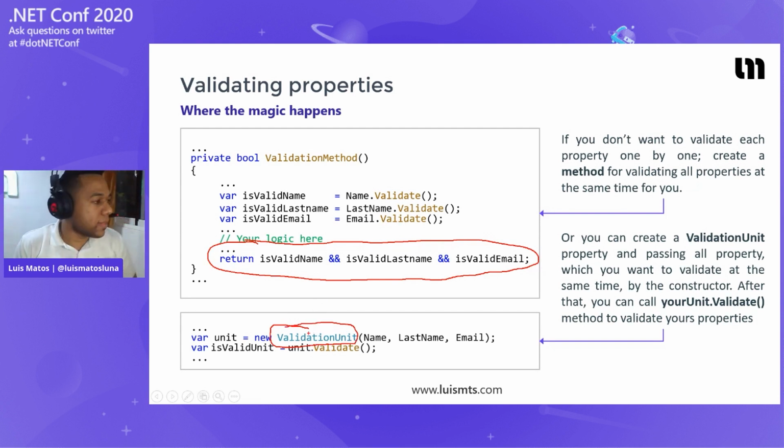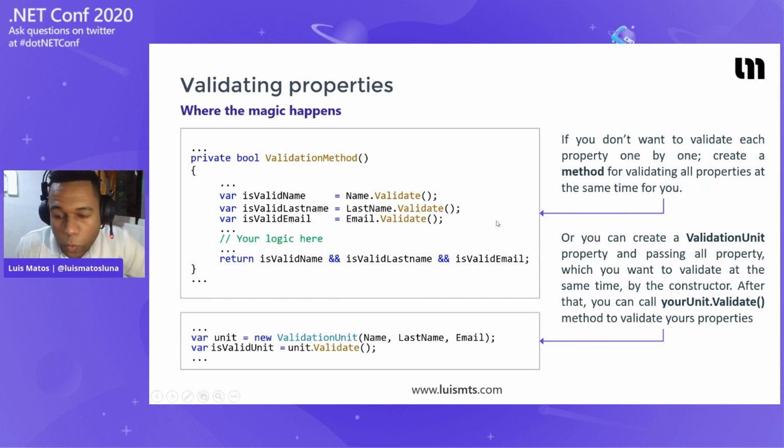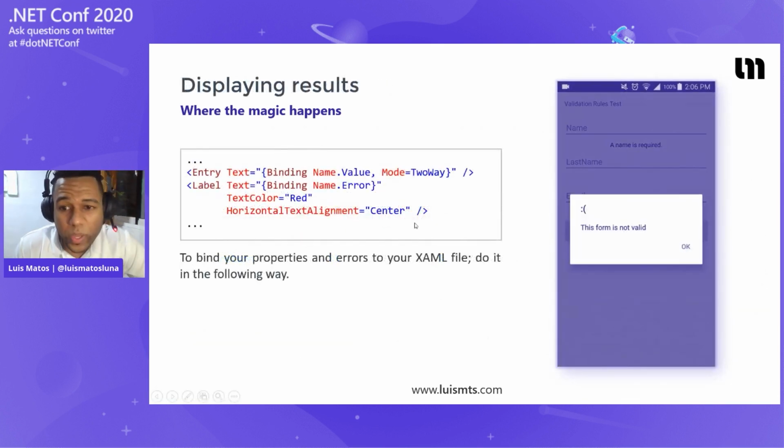What this does is take all your properties and validate all of them for you, and it's going to tell you if all of those properties are valid. So once we have that, we can just bind our properties.